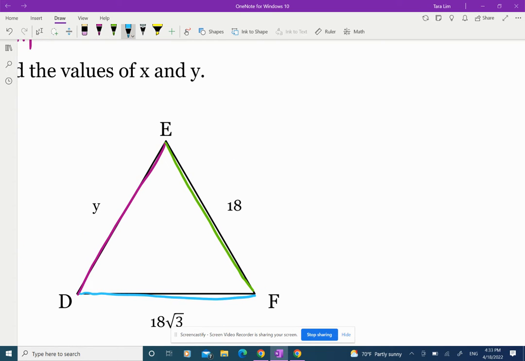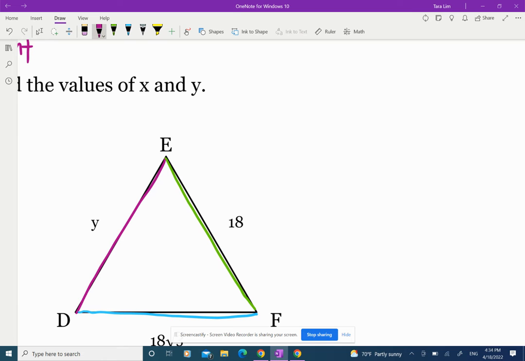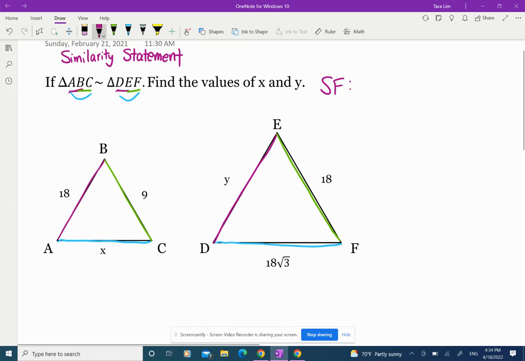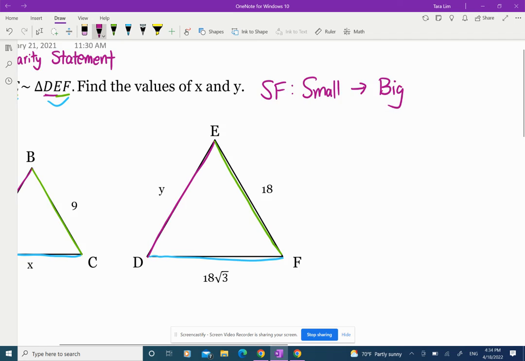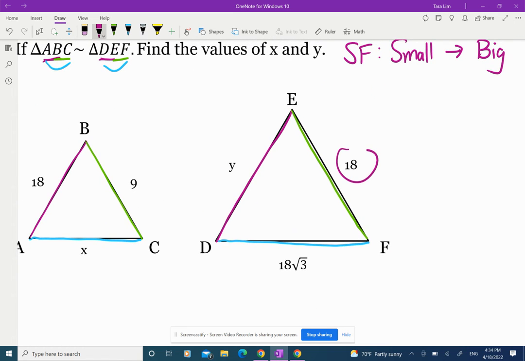Now, before we solve x and y, we need to first find the scale factor. So it can be from small to big. And what I mean by that is, for example, here I have two numbers that are not unknowns. So I know that 9 times something is going to be equal to 18. Now, what is that number? It is 2. I'm sure most of you know that, but it's very easy.